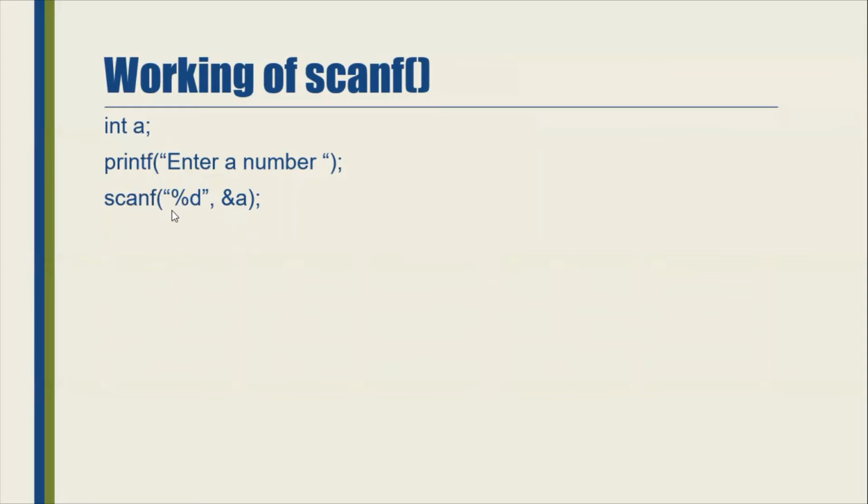Now as soon as the user enters the number, the compiler wants to know where you want to store this value. So immediately after the double quotes we use a comma and tell the compiler where to store the number. I'm going to tell it to please store the number which the user has entered in the address of A.